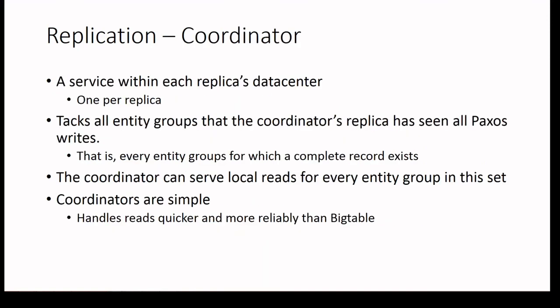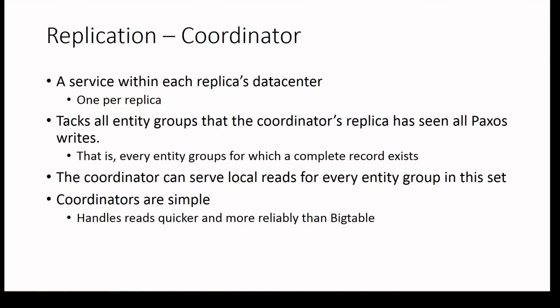Since replication is at the heart of Megastore, we've still got more to talk about in replication. One entity in replication is the coordinator. Each replica has a coordinator attached to it. So if you've got a data center with 5 replicas, each of those replicas has its own coordinator attached to it, and it runs like a service.